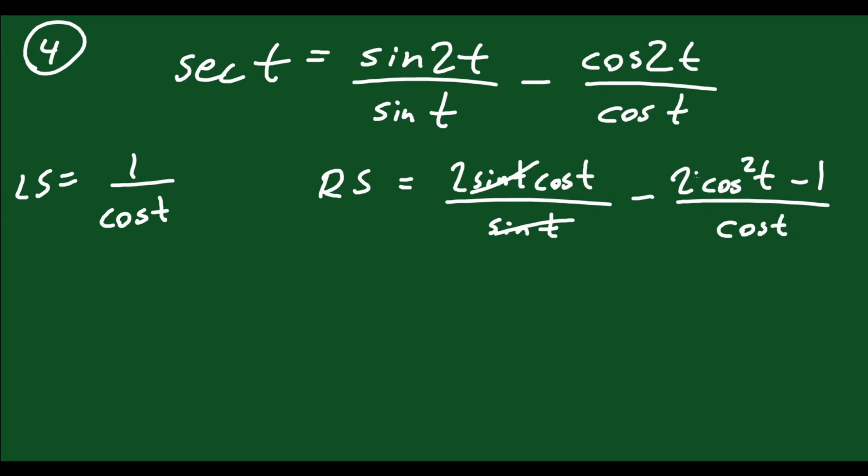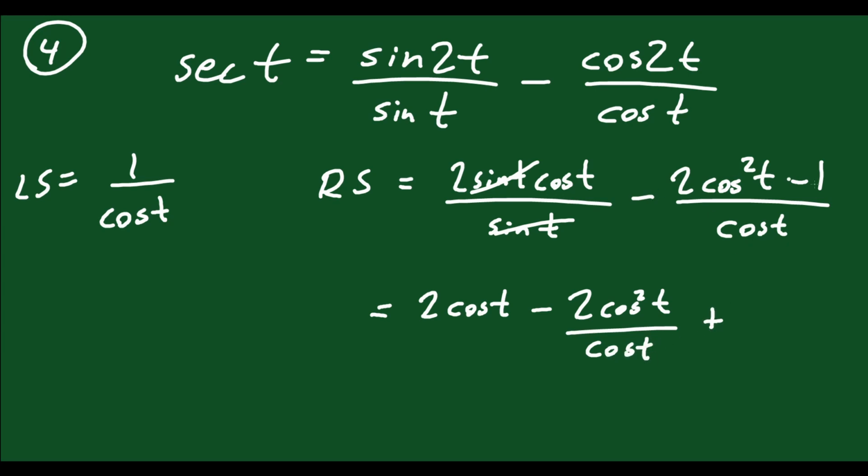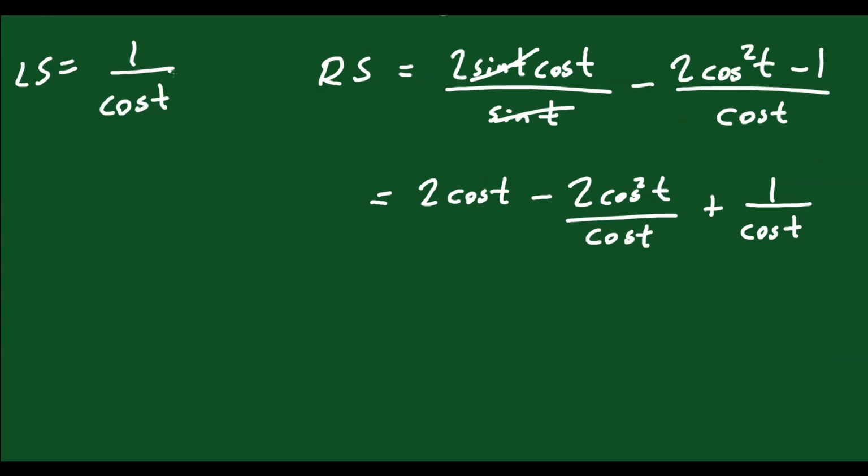And then if you notice, we can split up the top, right? We can split that whole fraction up. So I have 2 cos t minus 2 cos squared t over cos t plus, because it's minus minus, plus 1 over cos t, just like that. And the reason I'm doing that is because I want to get 1 over cos t, like on the left, that's what I have.